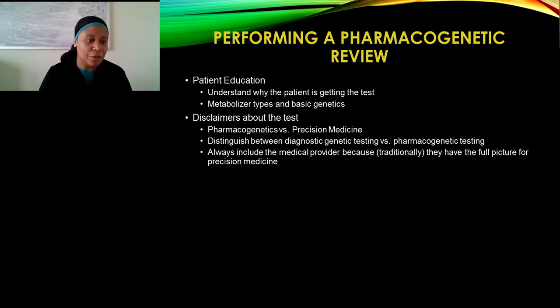And it's also important to go through the disclaimers about the test, that is, pharmacogenetic versus precision medicine. So pharmacogenetic is where, yes, this is your gene results, and this is what it says you would expect. However, let's look at your renal clearance. Let's look at other medications being on board. Let's look at your allergies. So there are a lot more things to call it completely precision medicine. And always include the medical provider, because they have the full picture of the patient. I say it's the best practice.